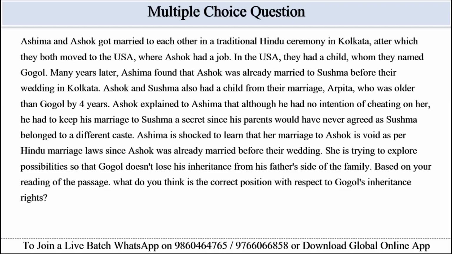Ashok explained to Ashima that although he had no intention of cheating on her, he had to keep his marriage to Sushma a secret since his parents would have never agreed, as Sushma belonged to a different caste. Ashima is shocked to learn that her marriage to Ashok is void as per Hindu marriage law since Ashok was already married before their wedding. She is trying to explore possibilities so that Gongol doesn't lose his inheritance from his father's side of the family. Based on the reading of the passage, what do you think is the correct position with respect to Gongol's inheritance right?